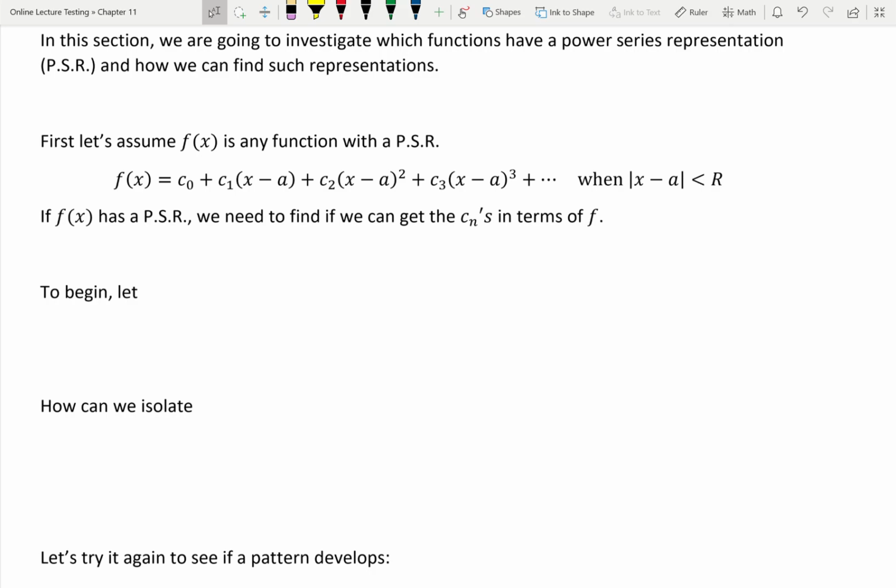So f of x has this form: c sub 0 plus c1 times (x minus a) plus c2 times (x minus a) squared, and so forth, where the absolute value of x minus a is less than r. So it has a radius of convergence. If f of x has a power series representation, we need to find out if we can get these c sub n's in terms of f. That way we can represent those coefficients in terms of the original function. That helps us out in terms of calculations and makes things a lot more condensed.